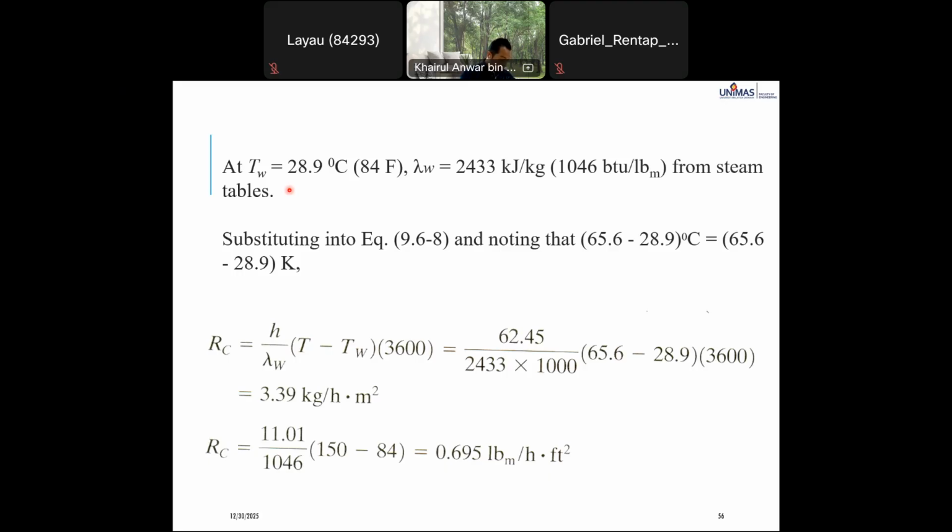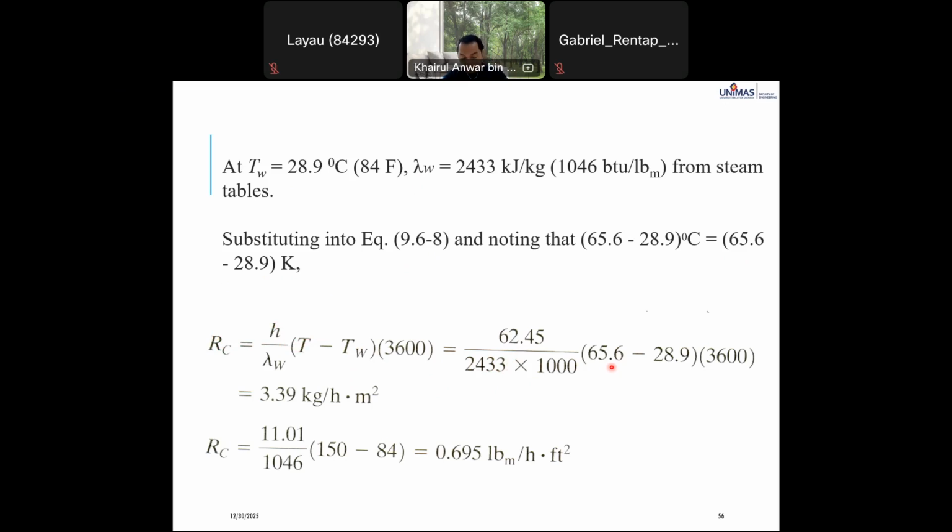Ultimately, use the steam table to get this value of latent heat. Yeah? Substituting into equation 9.6-8, and noting that 65.6 minus 38.9 is 29.9 Kelvin, so Rc equals this equation: h is 62.45, latent heat is 2433, T is 65.6.